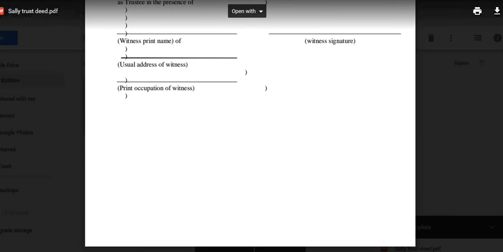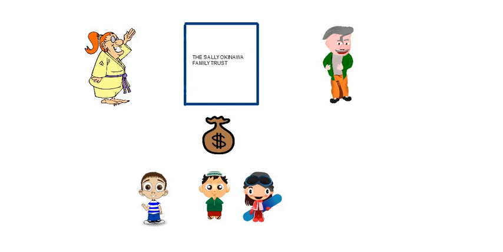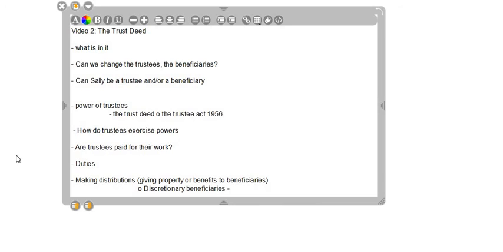Now, if we go back to our questions, we can answer most of them. So we know what's in it. What do we need to put in it? Can we change them and the beneficiaries? Yes, if the power's in there. Can she be a trustee or beneficiary? Again, if the power's in there. I'll talk about the Trustees Act shortly in another video. How do trustees exercise their powers? They do so by resolution.